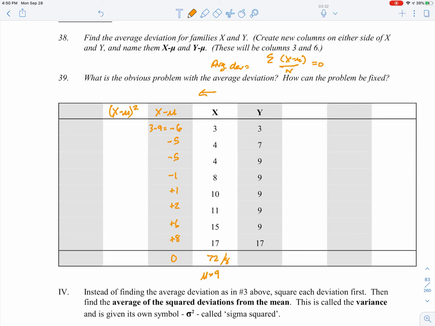So we take this minus 6 here, and we square it, and that will give us a plus 36, right? All of them will be positive. Minus 5 squared is 25. 25, 1, 1, 4, 36, and 64. And that sums up to, I'm going to turn to the right page here, I think it's 192. Yeah, it's 192.